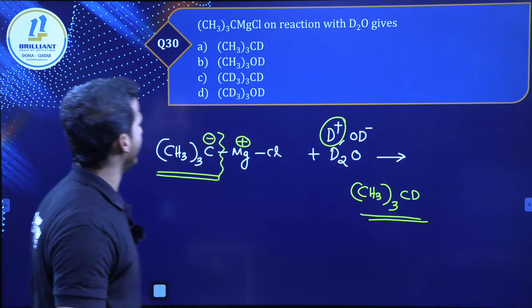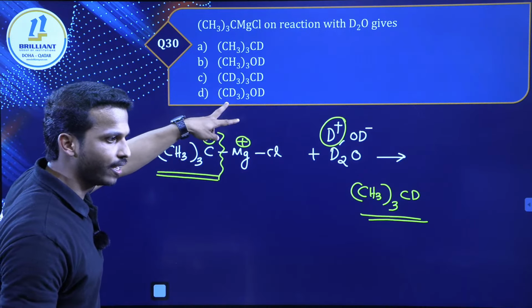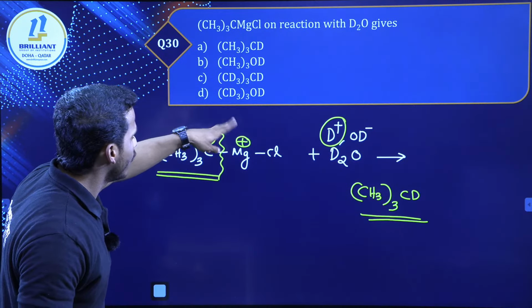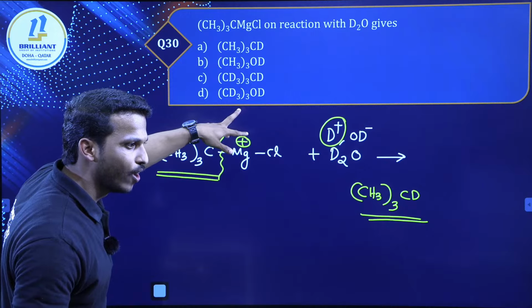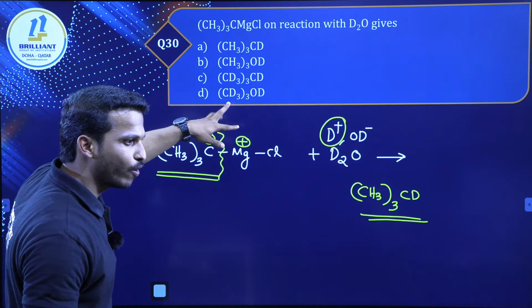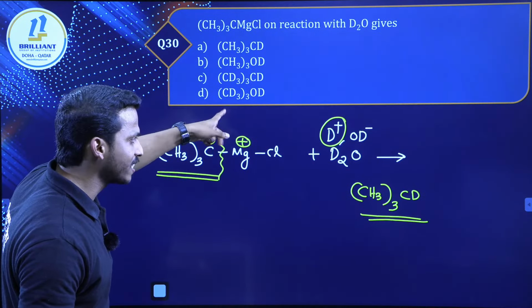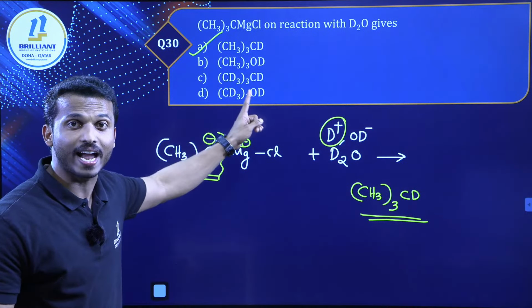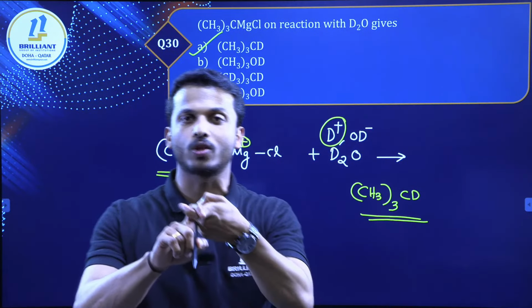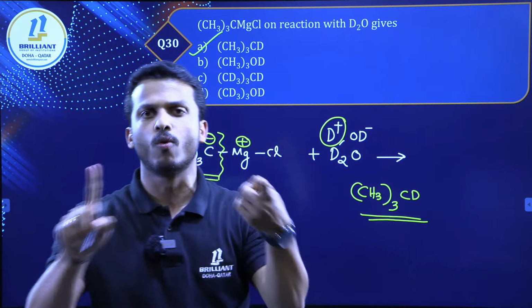So which is the option? CH3 thrice CD. Yes, the option is there. Shall we go with option A? CH3 thrice CD, right? Option A is the correct answer. What is this reaction? Grignard reagent treating with water. Water contains H2O, and D2O is the deuterium, which is one of the isotopes. That's it.